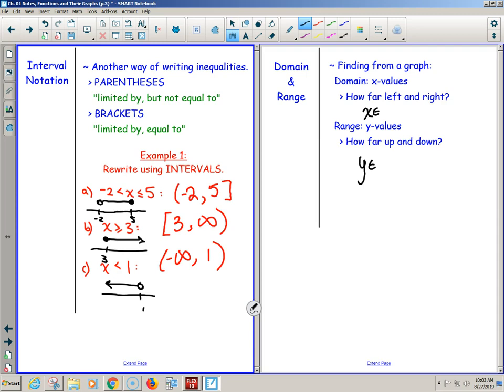We kept it open and we closed it off. This one, the lowest value is 3, closing it off, and then infinity is how high it could go. And this one, 1 is keeping it open, but it's on the upper end, and negative infinity is on the lower end.